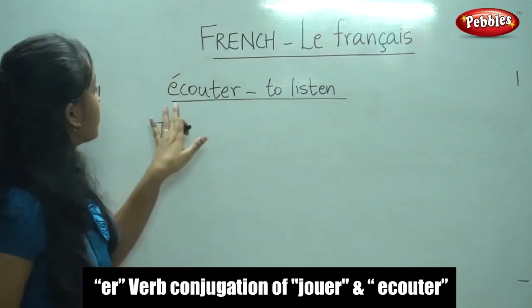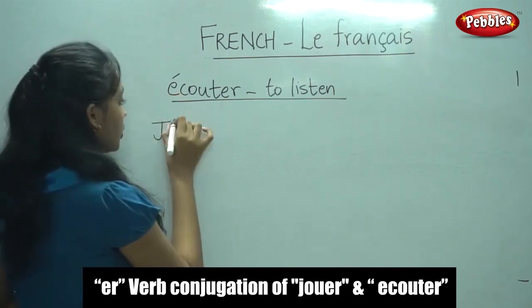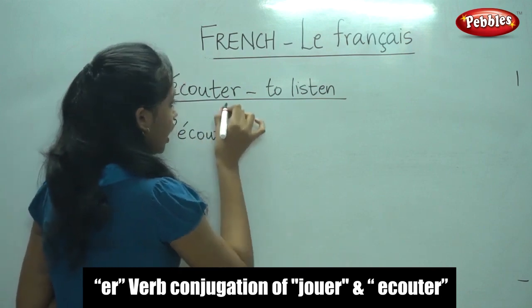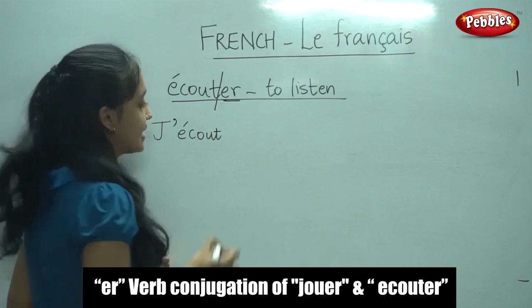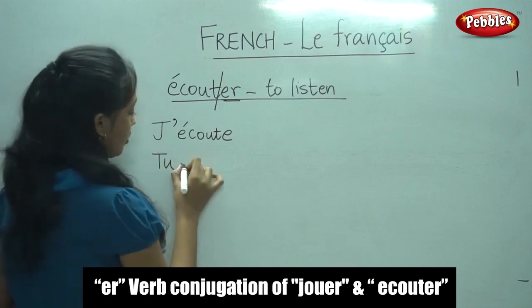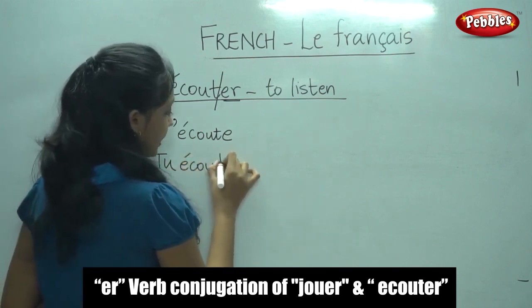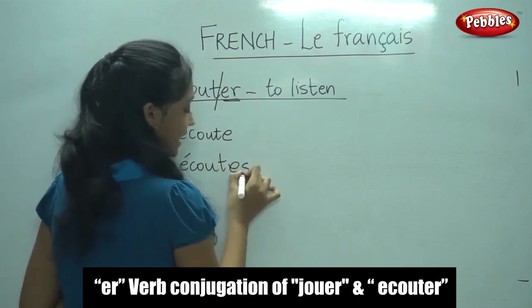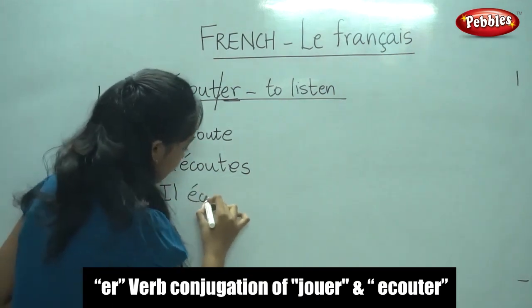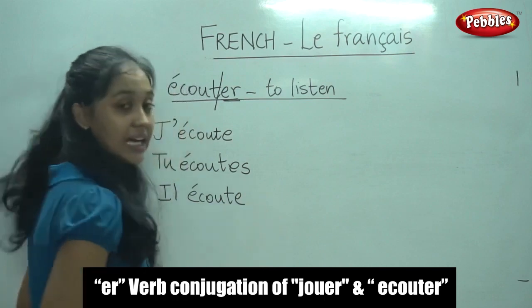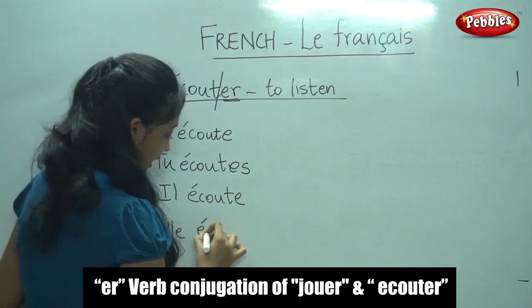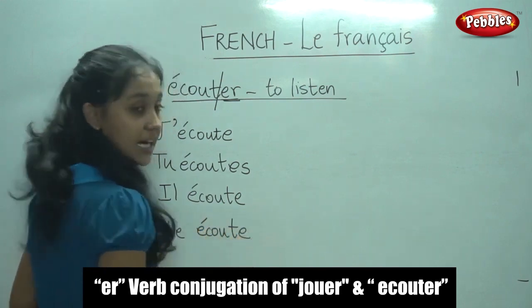So, we notice that this begins with a vowel. So, you find an apostrophe here. J'écoute. We would remove ER and replace it with E. For tu, we would remove ER and replace it with ES. For il, we remove ER and replace it with E. For elle, we remove ER and replace it with E.